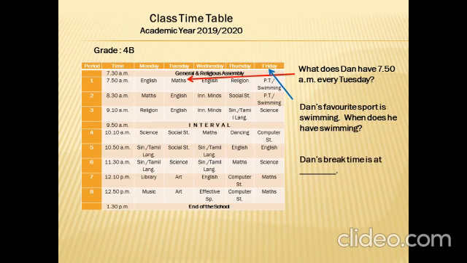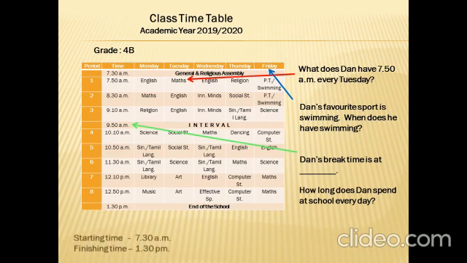You got to fill this blank now. What's the meaning of break time, children? It's interval. Dan's break time is at 9:50 a.m. every day. How long does Dan spend at school every day? What do you have to do, children? Think a little.